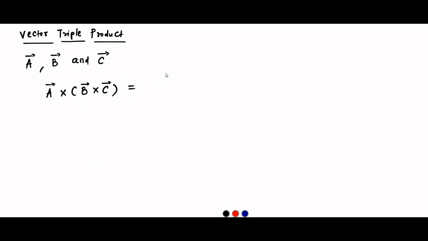So this can be written as b vector, which is multiplied with a scalar, the value of which comes from the dot product of a vector dot c vector. Dot product or scalar product produces a scalar value, a numerical value, so that gets multiplied as a constant value with b vector, minus c vector, that gets multiplied with the scalar value resulting from the dot product of a vector dot b vector.